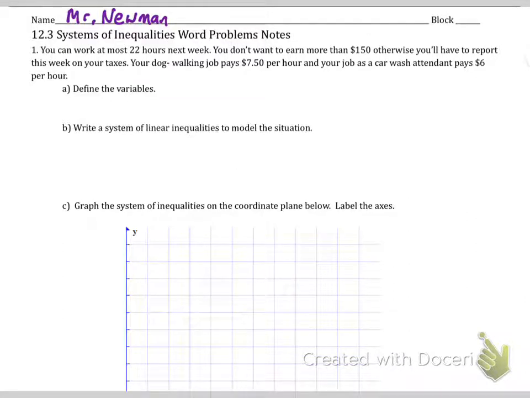So first thing we need to do is figure out the variables. The things that can change are how much, let me underline these things. Those are important because those are kind of like our totals. 22 hours is one maximum, and 150 is the other maximum because of taxes. One way of thinking of it is at most 150, you don't want to earn more than 150. Now, you see the per hour amounts, those are kind of like our rates. Those are what are going to be multiplied by our variables.